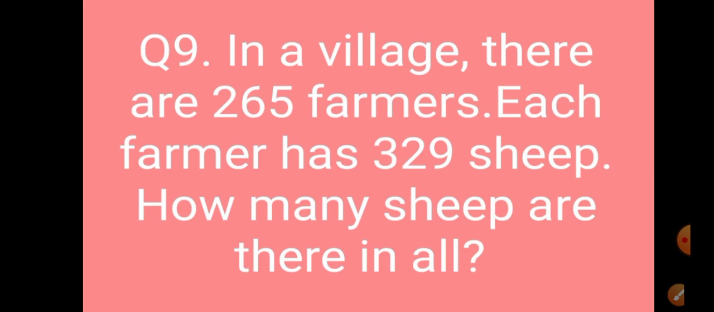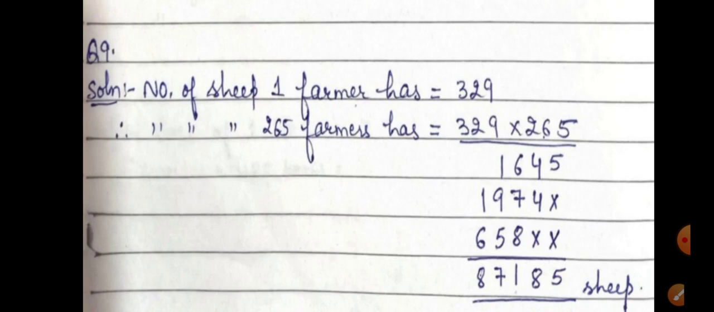Next example is, in a village there are 265 farmers. Each farmer has 329 sheep. How many sheep are there in all? Means the number of sheep one farmer has, that we know, that is 329 sheep. Now we have to find the number of sheep that 265 farmers have, that is 329 into 265. After multiplication we get the product as 87,185 sheep.